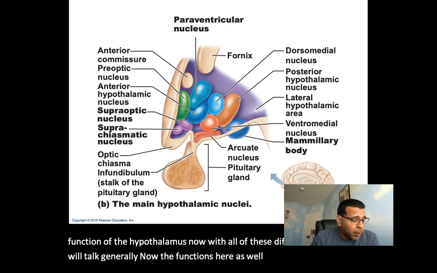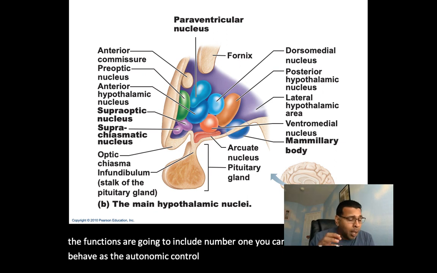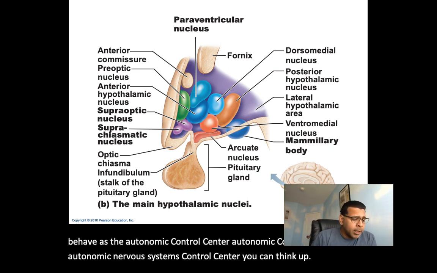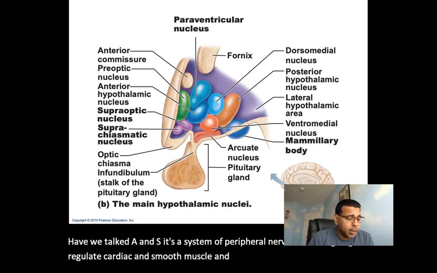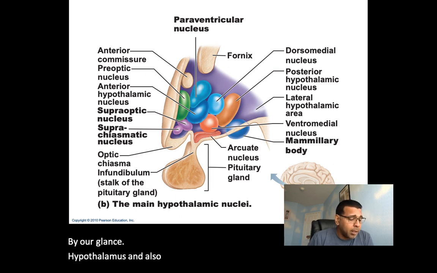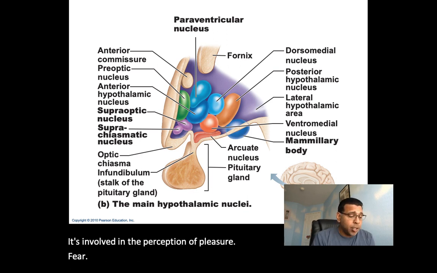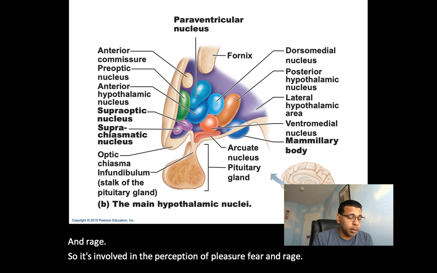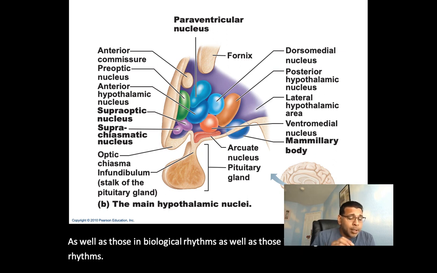Generally speaking, the functions are going to include, number one, that it behaves as the autonomic control center, our autonomic nervous system's control center. We talked about the ANS. It's a system of peripheral nerves that regulate cardiac and smooth muscle, and also the secretions by our glands. The hypothalamus is also involved with the emotional response. It's involved in the perception of pleasure, fear, and rage, as well as biological rhythms and drives.